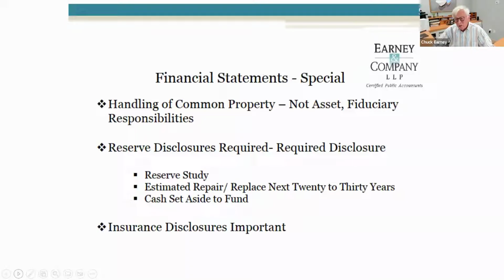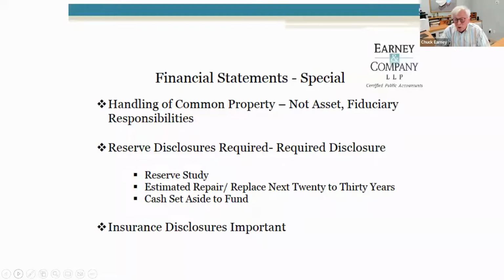Financial statements of an HOA. Nobody knows who the church lady is, but I do. I'm that old, from Saturday Night Live. And she would say, isn't that special? Well, all the accounting for an HOA is special. It requires specialized skills of financial statement preparation and understanding the accounting for an HOA.